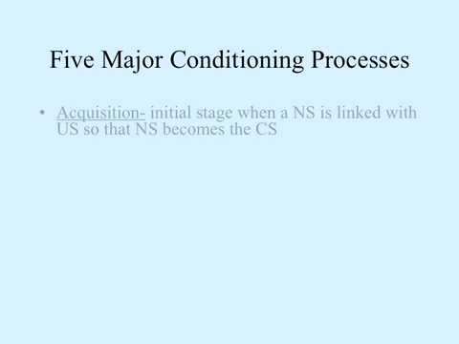Once we've learned that we can pair things together and get people to respond in a way to something new that they used to respond to something else just naturally, we can understand conditioning as Pavlov did. And so the 5 major conditioning processes here: we just call that initial stage, when the neutral stimulus is linked with the unconditioned stimulus so that we can make the neutral stimulus be a conditioned stimulus, acquisition, right? You've acquired the learning, or you've gained the knowledge.